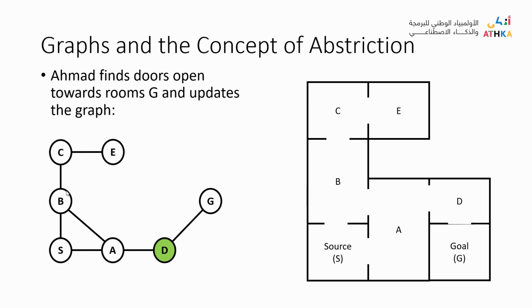You can see it from the graph, and it's the same thing over here. From C I can go to E and B. If I'm at room D, I can go to G and A. Notice it is representing the same information, but in a different and abstract manner. Instead of thinking of rooms, now we're thinking of nodes and edges.